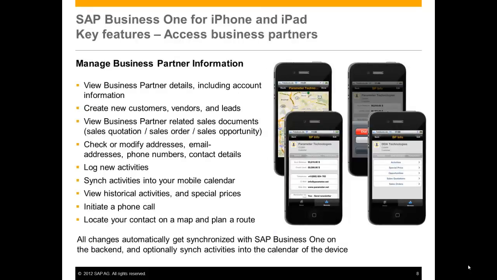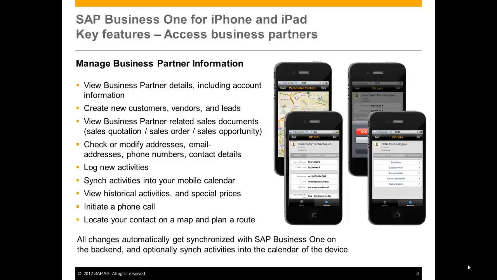Some other key information that's also included inside the mobile application, and has been for quite some time, is the ability to manage your business partner information, all the business partner details, including your account information. When you're on the road as a salesperson, if you're interacting with a new customer, a new supplier, or you've encountered a new lead at a trade show or in your day-to-day work, you can create those business partner records immediately. You can also view any related sales documents for those business partners, whether they're sales quotes, sales orders, or sales opportunities. And of course, as you would expect with a mobile application, you can check and modify your addresses, email addresses, contact details, and so on.